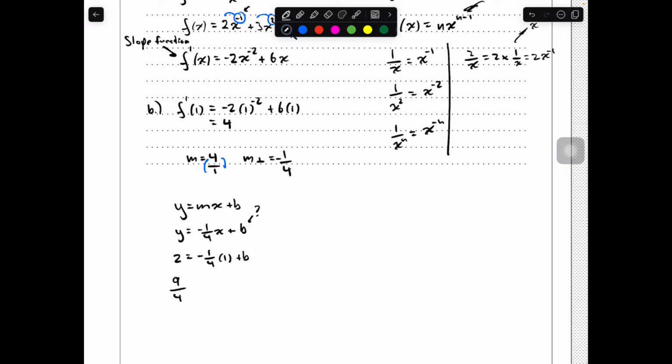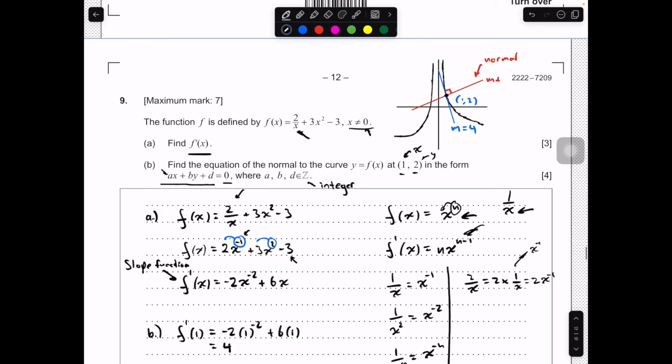9 over 4. If you do solve this, and you do get a decimal, I think it's going to be easier if you write it out as a fraction, just because in the very, very final step, we want to write it out as this form right here, without any kind of decimals or fractions. And it's easier to convert fractions to whole numbers than decimals, I think.